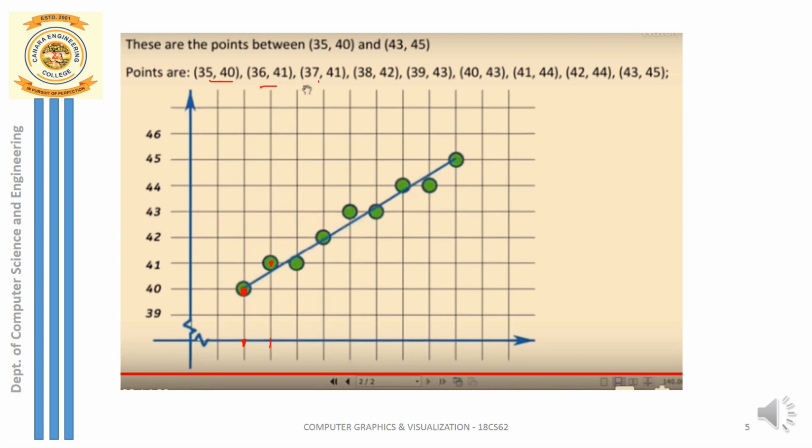Next we have 37, 41. It is our 37, 41 here. And next we have 38, 42. 38, 42, it is over here. Next it goes on until we reach the last endpoint. What is it? 43, 45. Assume this is 43. So this is 43, 45. So all the points are plotted, and with the help of all these pixels that you have drawn, you are supposed to generate a straight line. That's all. So draw the straight line.